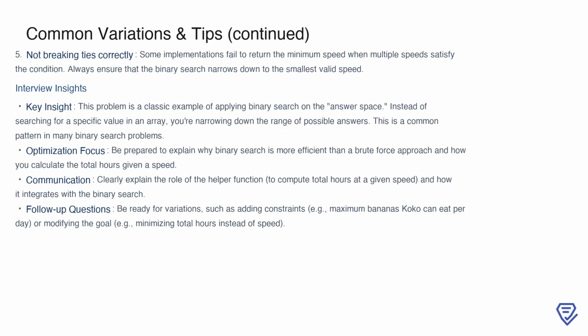Make sure you can articulate the role of the helper function that computes total hours and how it integrates into the binary search process. Finally, interviewers may introduce variations, such as adding constraints like a maximum number of bananas Koko can eat per day or changing the objective to minimize total hours instead of speed. Be ready to adapt your solution to these potential follow-ups.